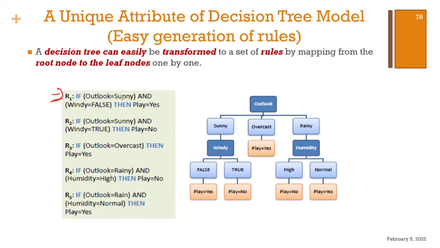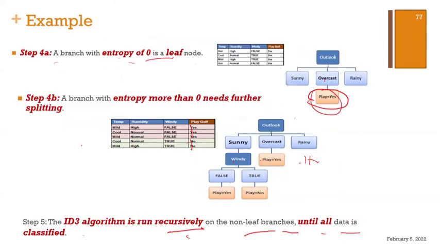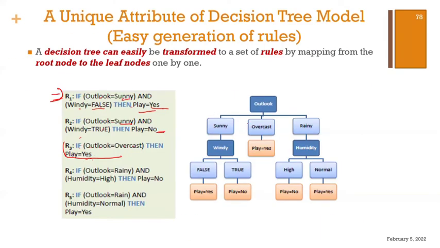If the outlook is sunny and windy is false, then play golf is yes. Rule 2, if outlook is sunny and windy is true, then don't play golf. If outlook is overcast, then play golf is yes. You can see here the shortest rule. If the moment outlook is overcast, then play golf is yes. Because in our data here you can see every sample that had overcast as value of outlook, the outlook of the day, they all play golf.